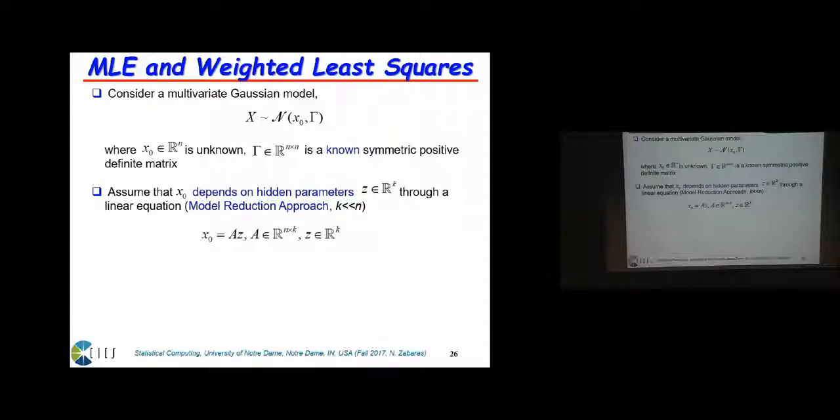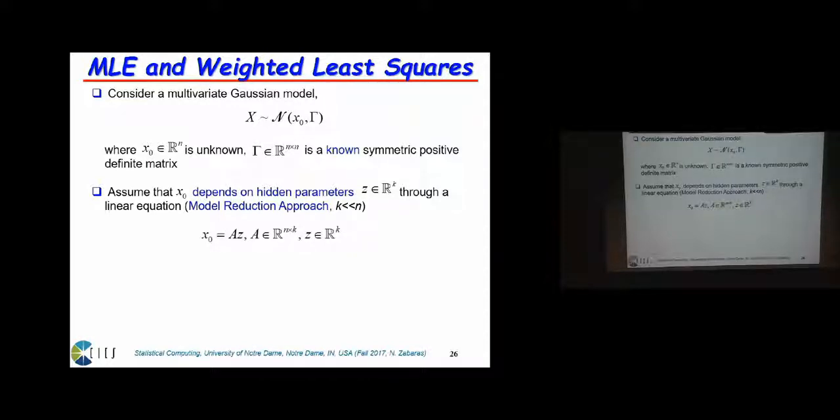So this setting up with hidden parameters will be very typical later on in the course when we discuss model reduction. So what's our problem now? The problem is, given samples of X, we want to come up with an estimate of Z for a given A.